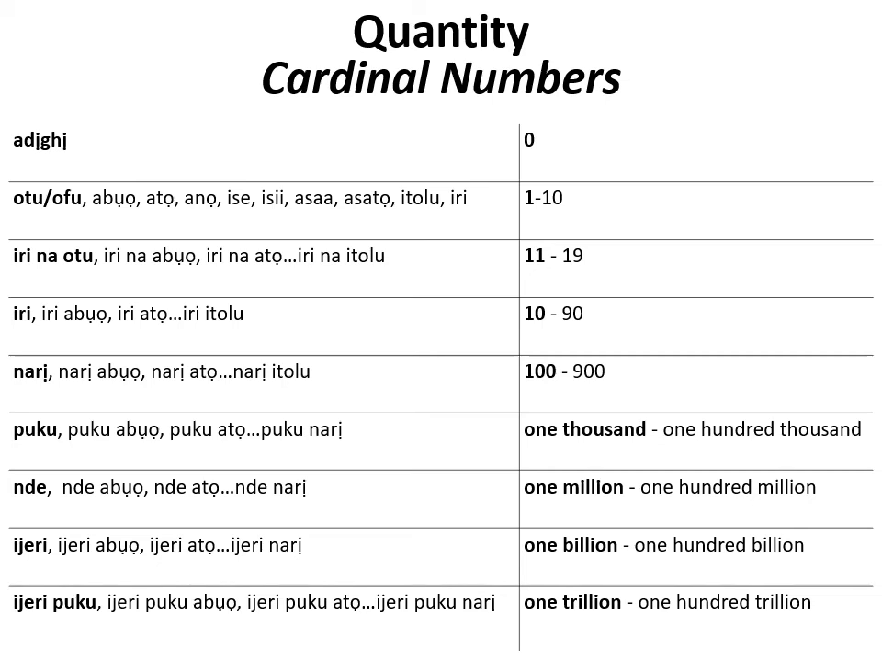11 through 19 would be 10 and the number. So irina otu, 10 and 1. Irina abuo, irina ato, and on and on and on till you get irina itolu.